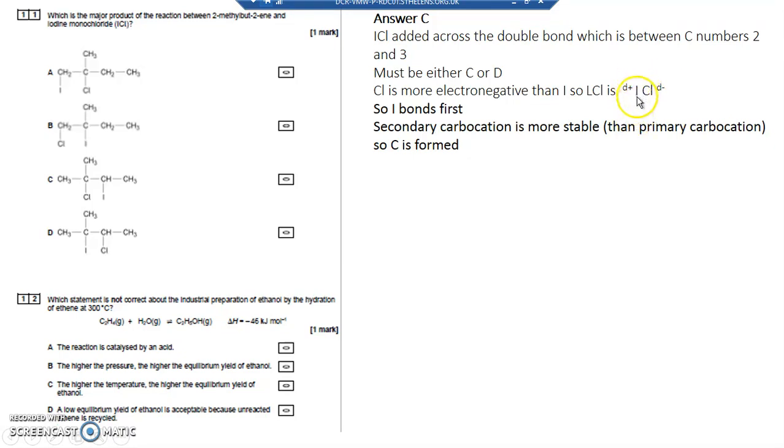So in other words, ICl is similar to HBr, and if the I were the H of HBr, you know that it would join across the double bond onto the C that has an H, because this C has got no H's, and the H of HBr would bond onto the carbon that's already got the most H's. So the I is similar to the H and would bond onto there, and then the Cl would bond onto this one. So the answer is C and not the other way around.